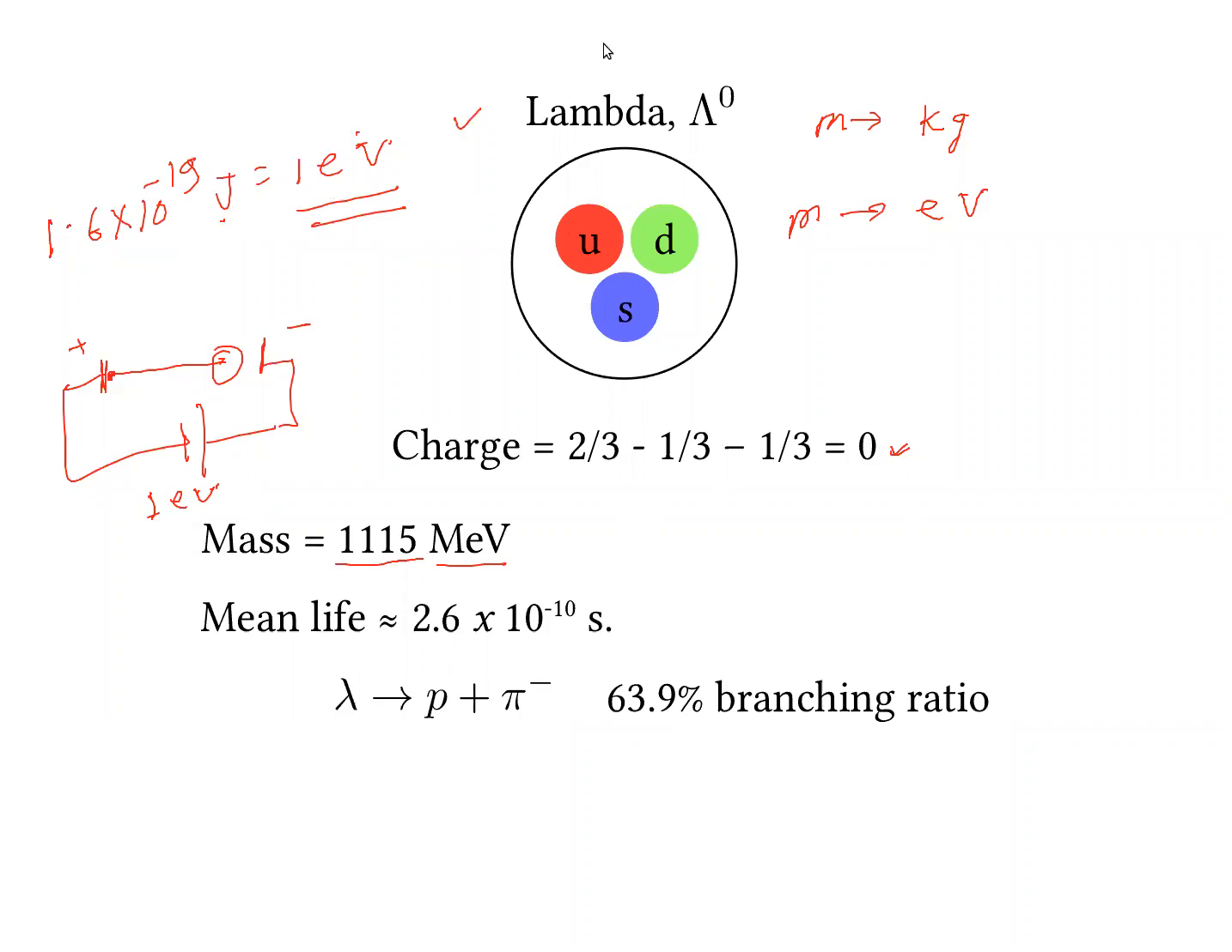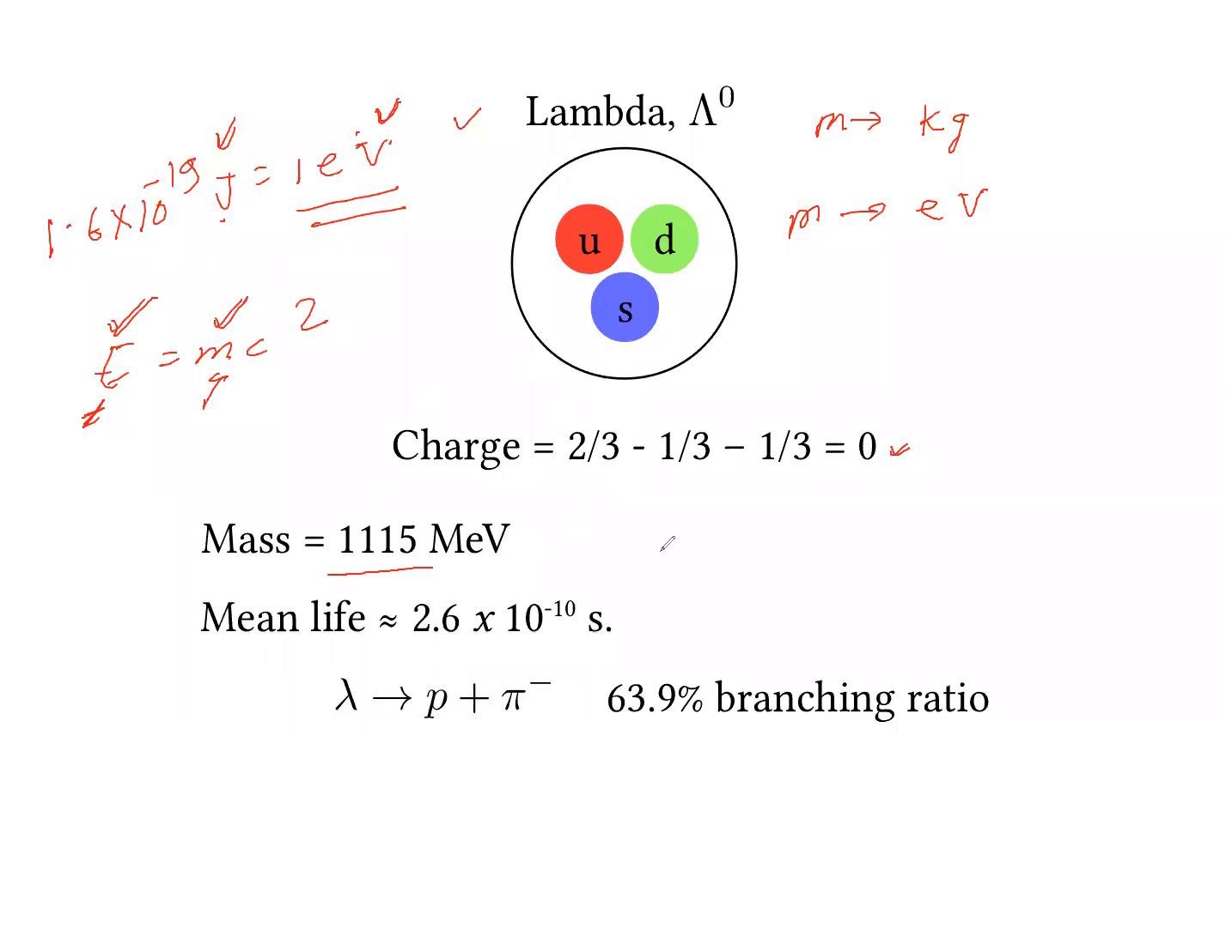Now, to convert this joule energy to kilograms, we know from the Einstein equation that E equals mc squared. Energy is in joules, mass is in kilograms, so we can convert the mass to joule energy. Once we get the joule, we can convert to electron volts, and then to kilo electron volts, mega electron volts, and so on. So the mass of this lambda is 1115 mega electron volts.